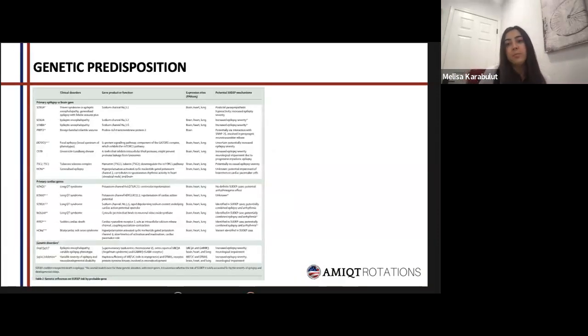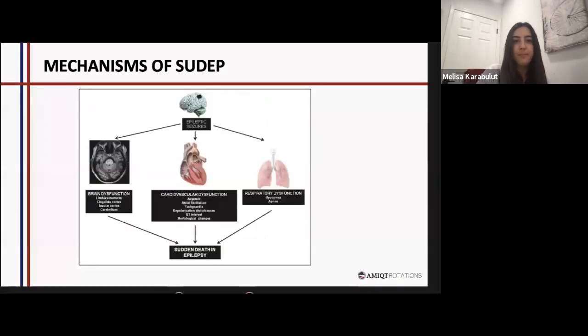So genetic mutations are also linked to SUDEP. Genetic disorders that cause epileptic encephalopathies and other treatment-resistant epilepsies increase SUDEP risk, including SCN1A and SCN2A genes. These are the most related genes to SUDEP, and also you can see the potential mechanisms of these genes for SUDEP in the chart.